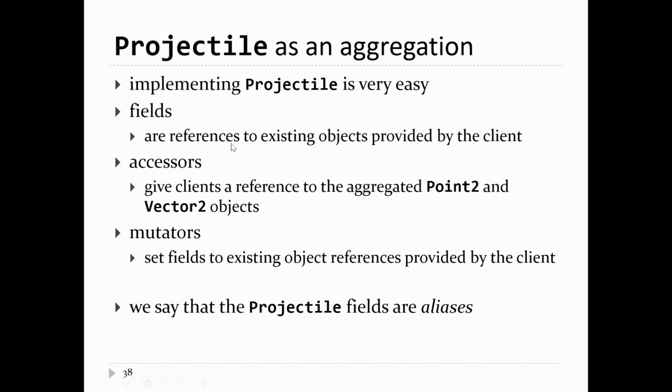All of our fields, you just treat the objects that are the fields as though they were primitive values. We're not using them in any different way. Our accessor methods, again, you just treat the fields as though they are primitive values. You just return a reference to your internal fields. And similarly with the mutator methods, you don't actually do anything special with the objects. You just treat them as though they were plain old variables. So the fields in projectile are just names for some other objects, and so the fields are what are called aliases. They are names for other existing objects.